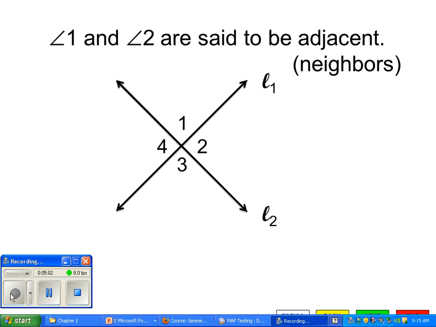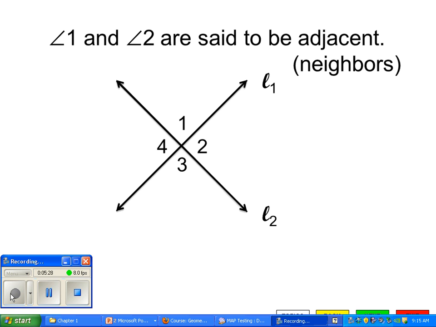Just like my room and Mr. A's room, we share a what? A wall. That's like the ray right here. So that's what makes our rooms adjacent. Miss Hoffman's room is not adjacent to my room, because we don't share a wall. So that's what adjacent angles are, and that's what this next slide is going to tell you. The definition of adjacent angles.